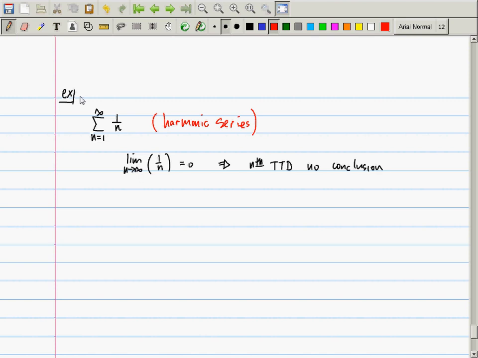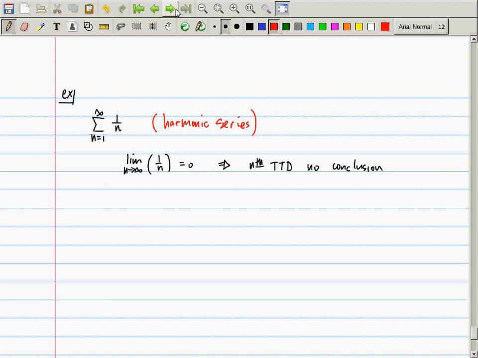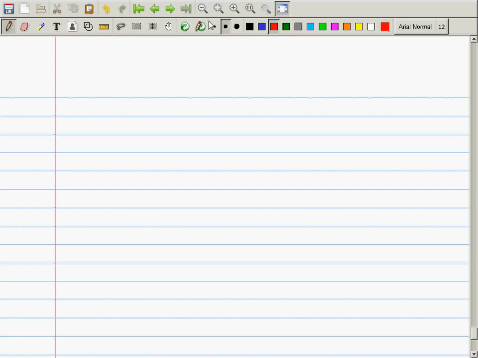Okay, so now let's do a sort of practical example. It's actually not a practical example, really, in my opinion. It's entirely unrealistic. So then, let's say that a ball is dropped.